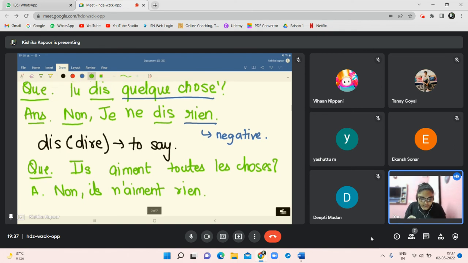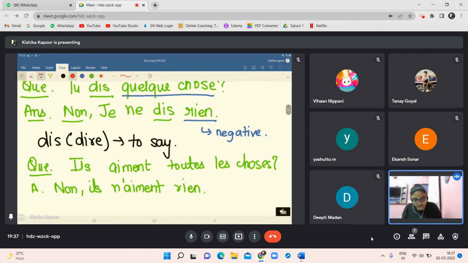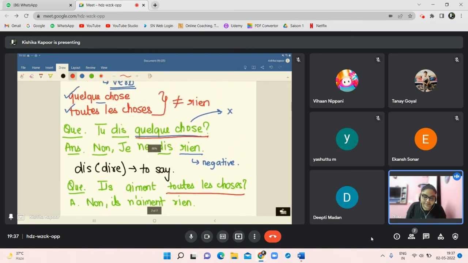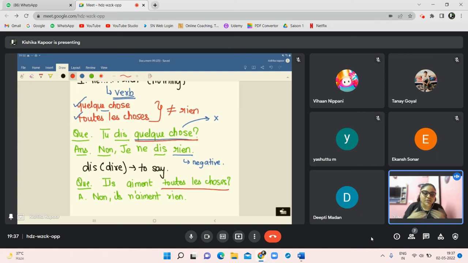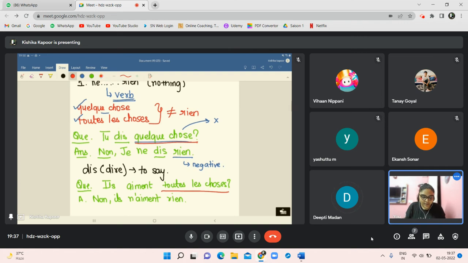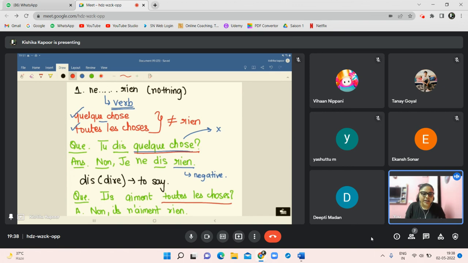And how are you going to know that you have to use rien? If in your question you have quelque chose or toutes les choses. Is this clear? If you understand the first one, you will understand all of them easily. Is this clear? Yes, Rudhay. No, it's going to be the same. Je ne sais rien: I don't know anything. It's just my translation, because we have negation, but actually it means nothing. I like nothing. That's not going to make any difference to the placement.